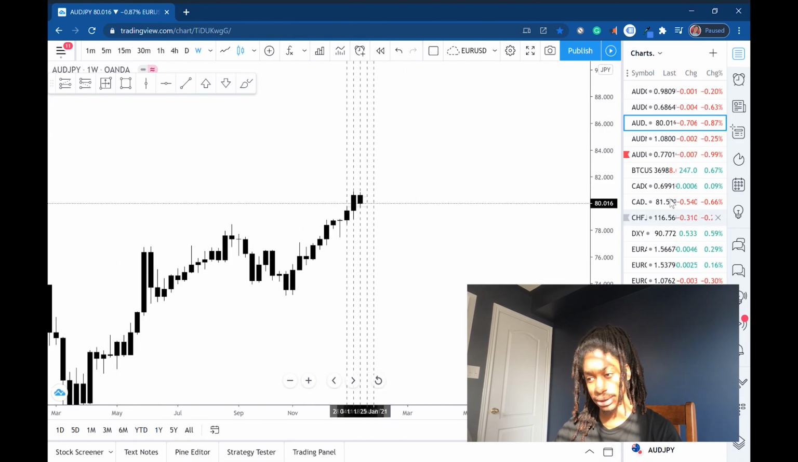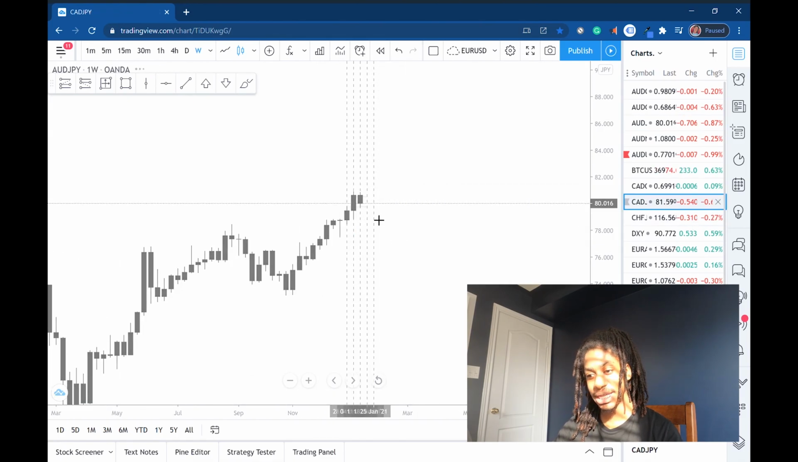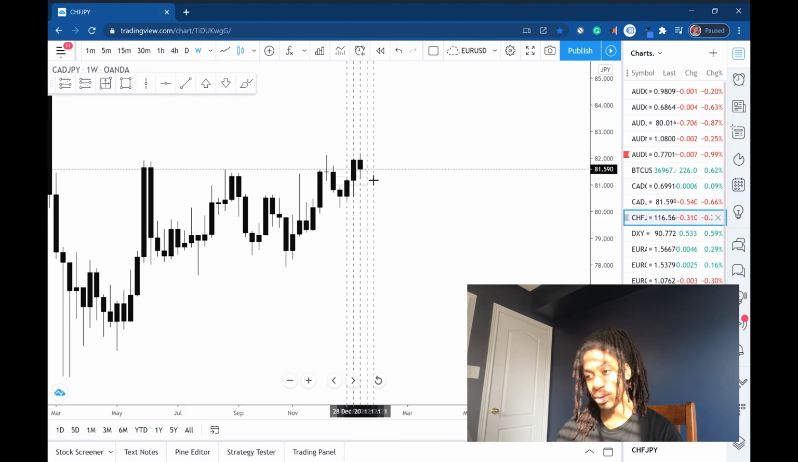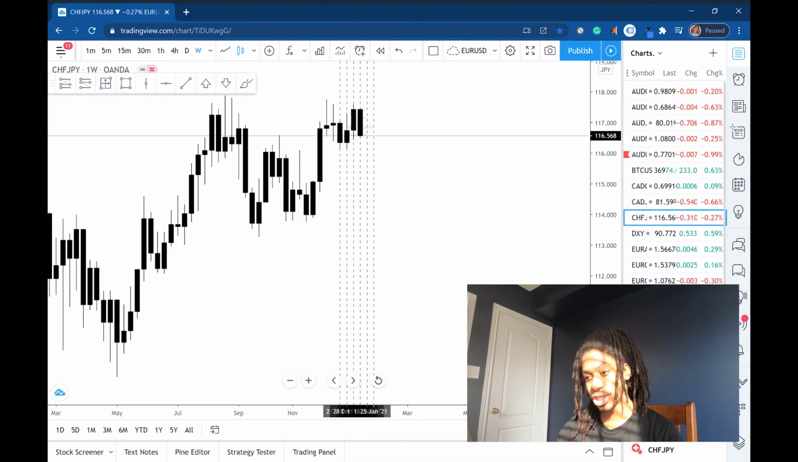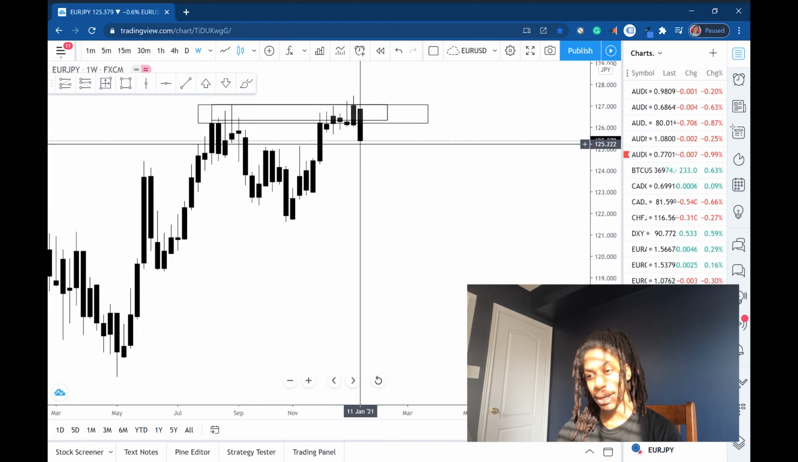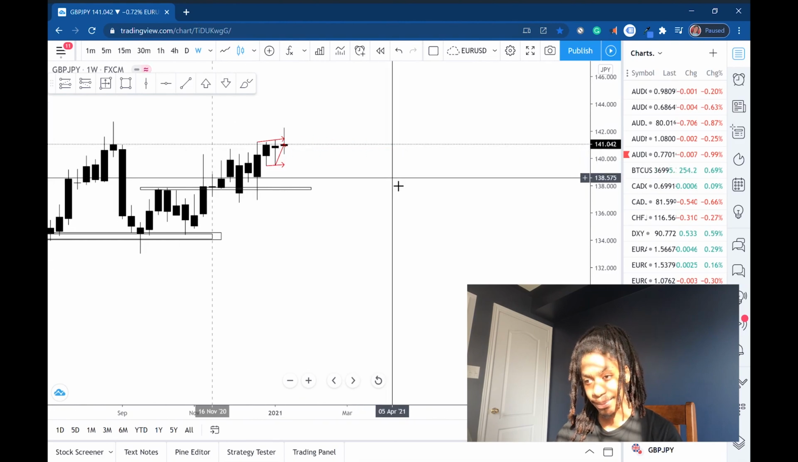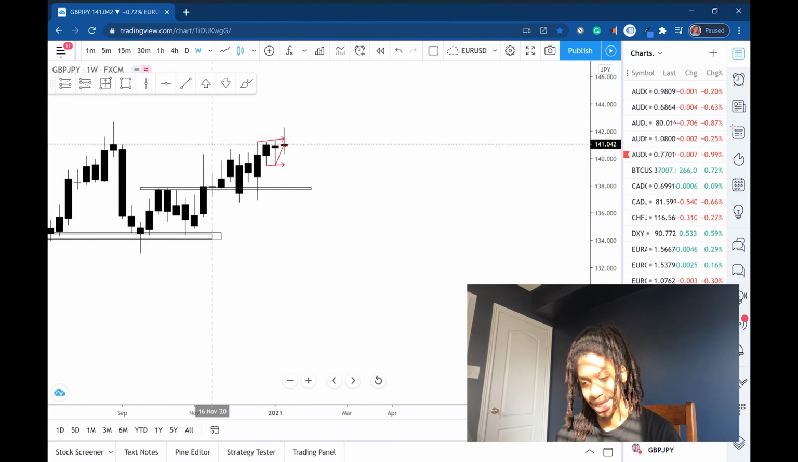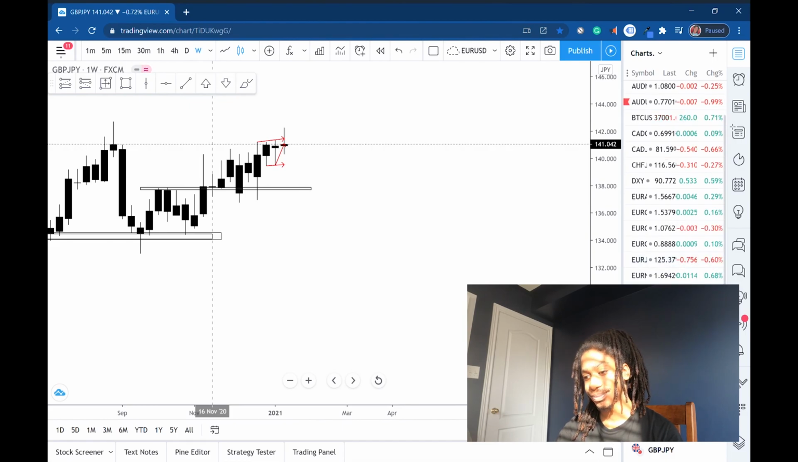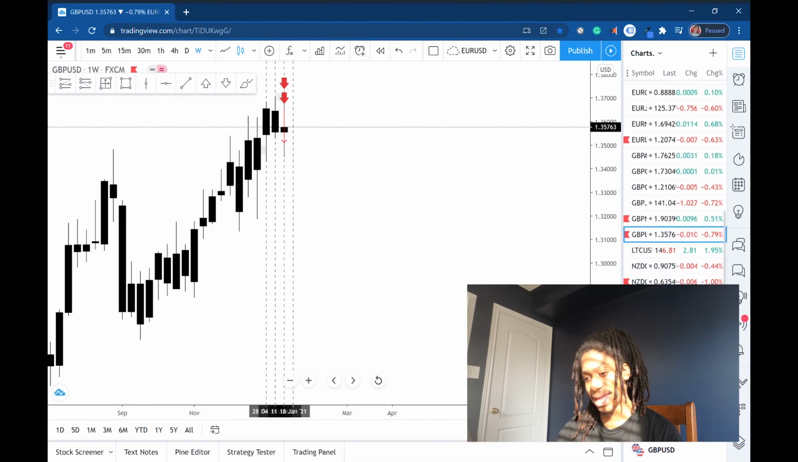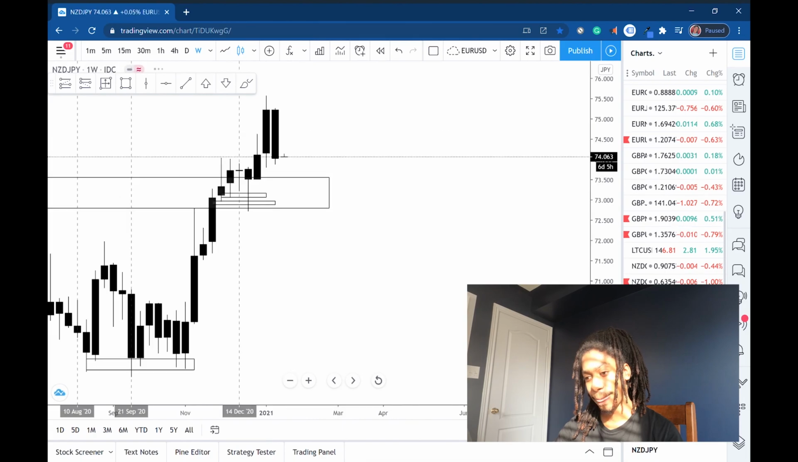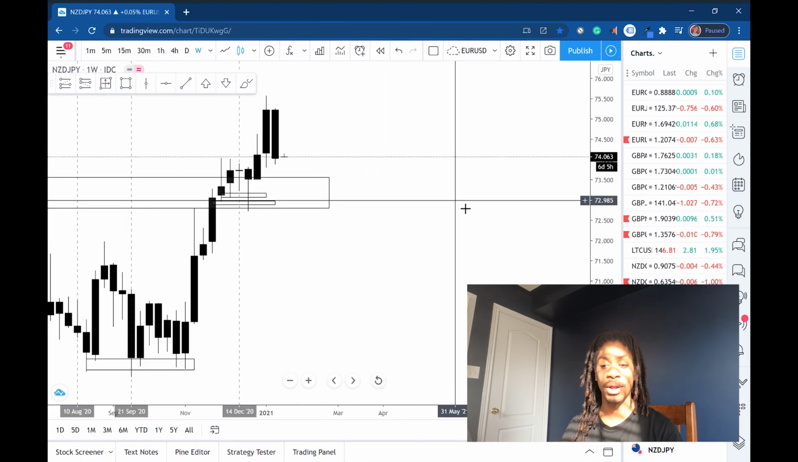Let me go like this. And then next we have Canadian JPY, bearish candle as well. Swiss JPY, bearish candle as well. Euro JPY, bearish candle as well. Pound JPY, this is a bullish candle, but that's indecisive. Next we have NZD JPY, bearish candle as well. So that's the whole idea of correlation and everything that's being applied with USD JPY, and basically all the pairs all around.